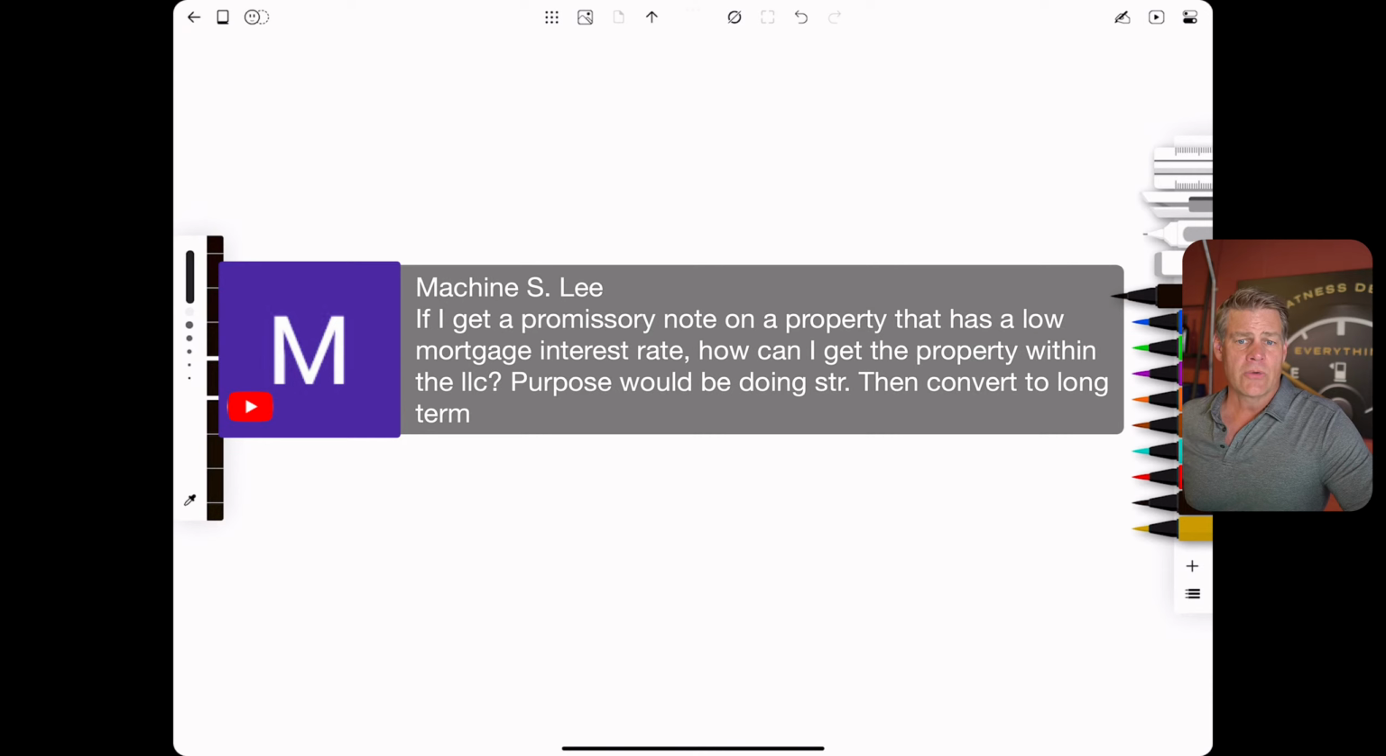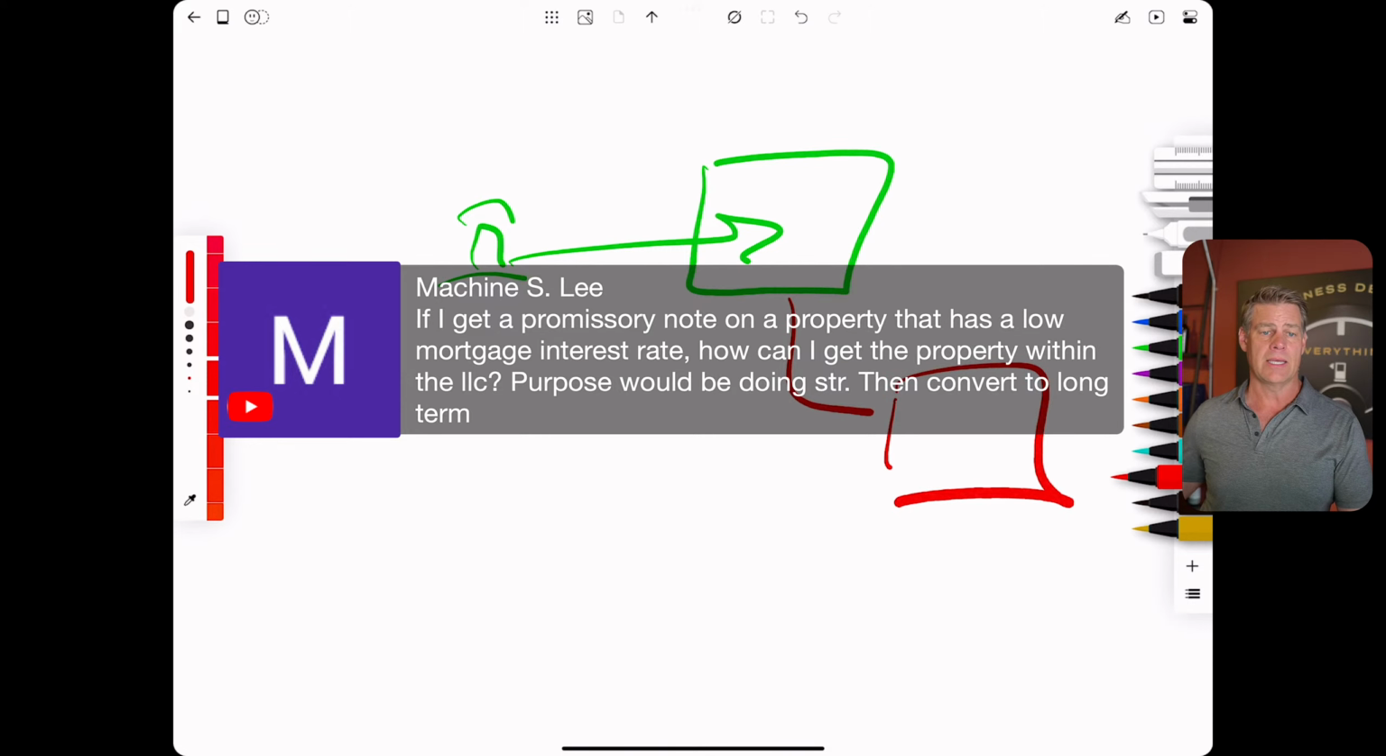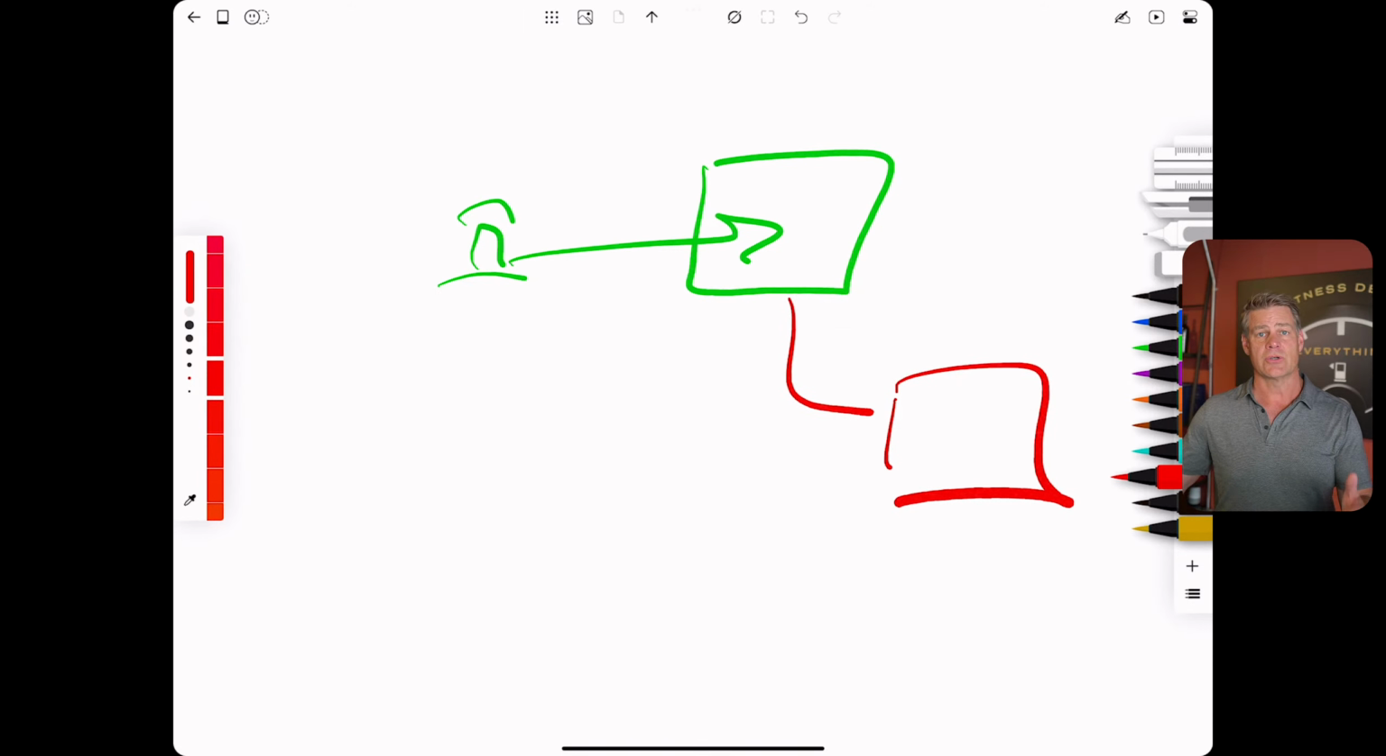If I get a promissory note on a property that has a low mortgage interest rate, how can I get the property within the LLC to be doing short-term rentals, then convert to long-term rentals? Maybe your concern is that if you transfer it in, that type of loan, the lender might accelerate. Then what I would suggest is what I said earlier: use a land trust. Take your property, put it first into the land trust, and then have the land trust owned by the limited liability company, if that's a concern. Otherwise, it's just a matter of deeding the property in.